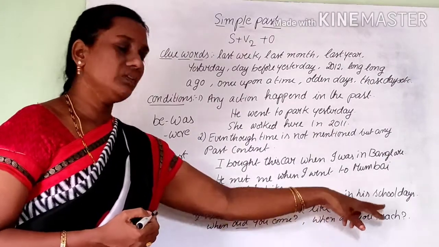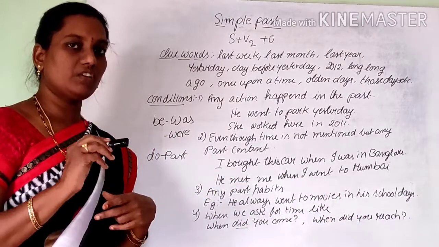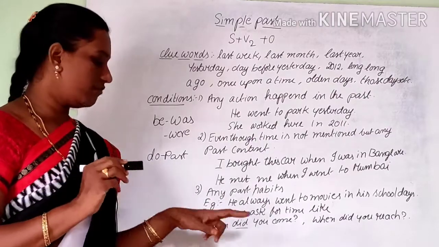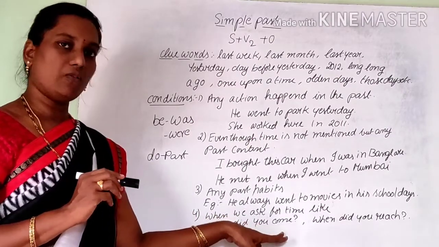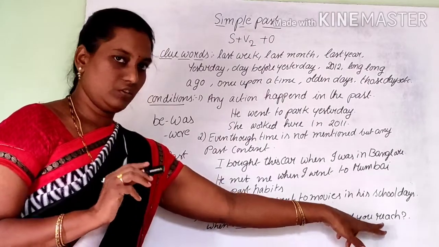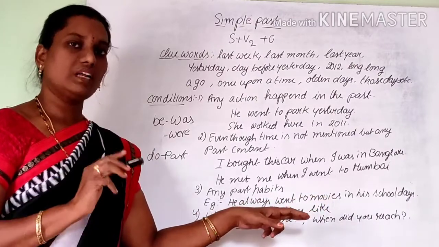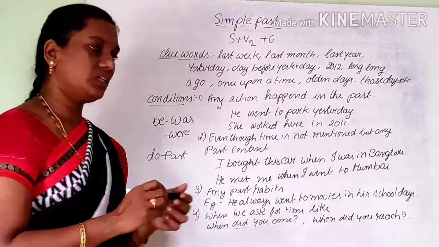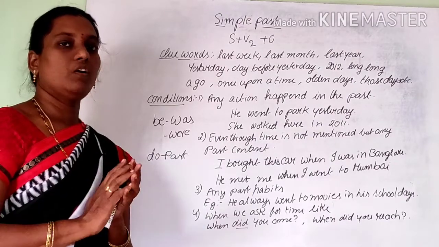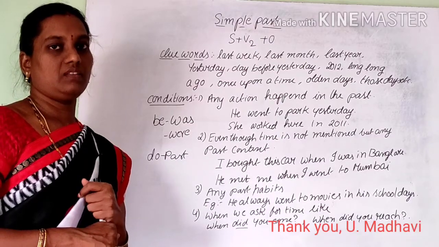When did you reach? So actually in past tense, which will we use, V1 or V2? We'll use V2. But when we use did, we have to use V1. Here also see reach, not reached. Actually in simple past we have to use reached. But because we use did here, we use only V1. Hope you understood about the simple past. Thank you.